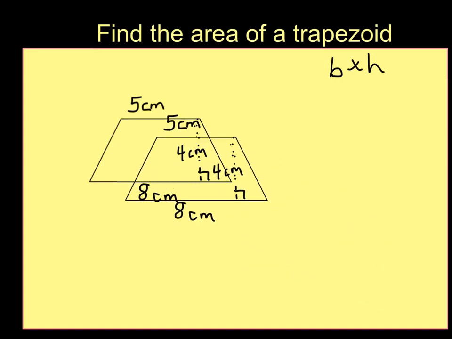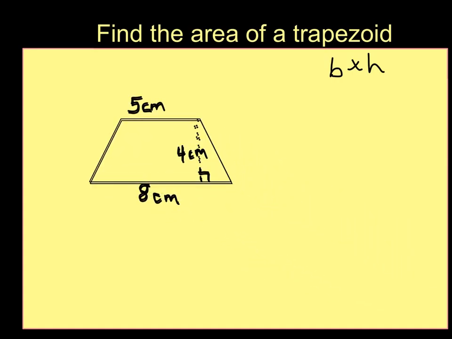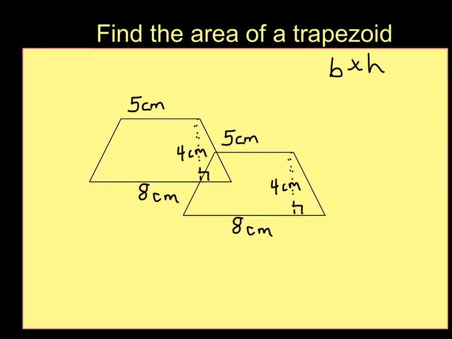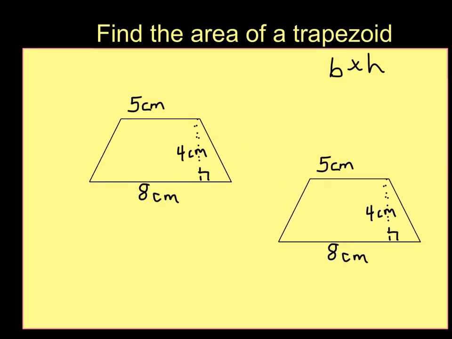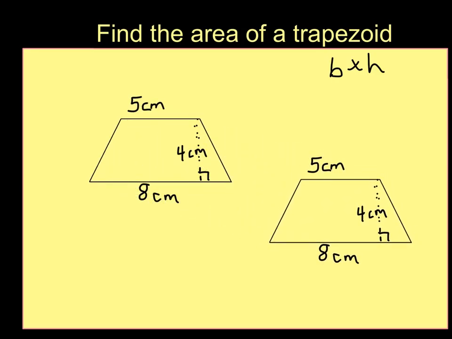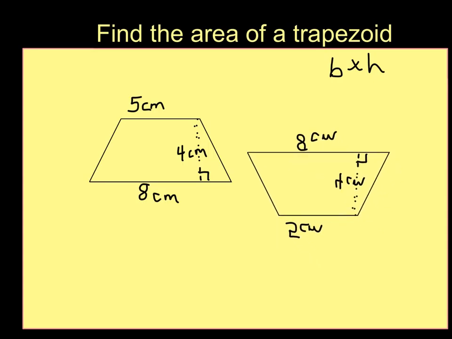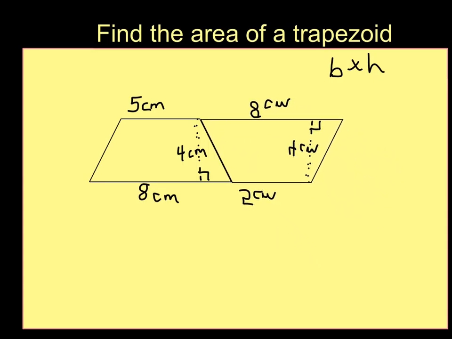So what I've done here is I've created a duplicate of this trapezoid. You can see it's exactly the same. Now I'm going to flip this over so that I can create a parallelogram. All right, so there I flipped it. The numbers flipped as well, but you get the sense of it. When I put that together, now you can see I've got a parallelogram.